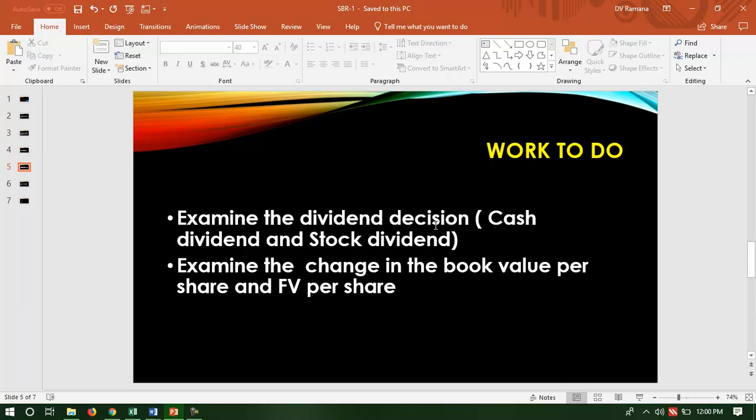Examine the dividend decision. Did the company give dividends in the last few years? If yes, is it a cash dividend or a stock dividend? After doing the financing decision analysis and the dividend analysis, find out the book value per share. Sometimes it will be available in the annual report itself, or you calculate it. We know that book value per share is equity divided by the number of shares.